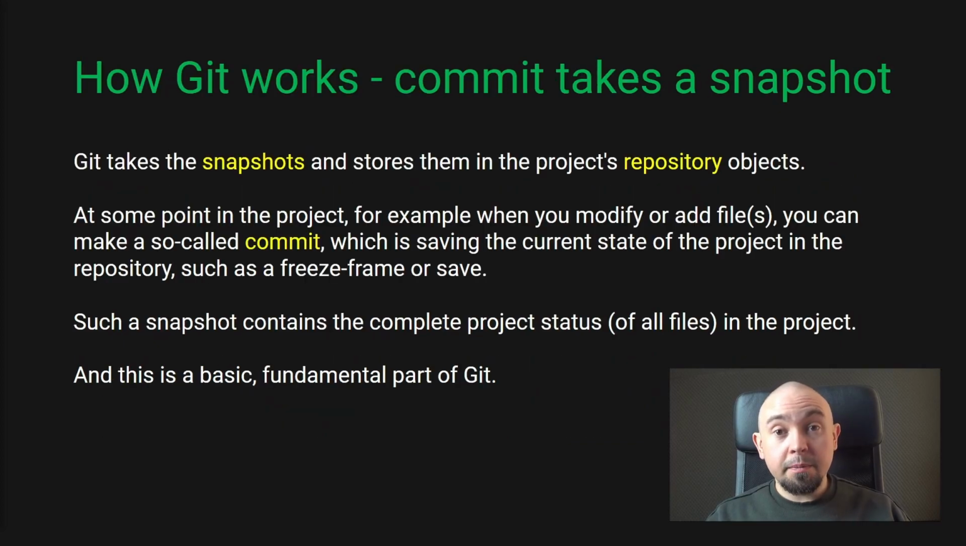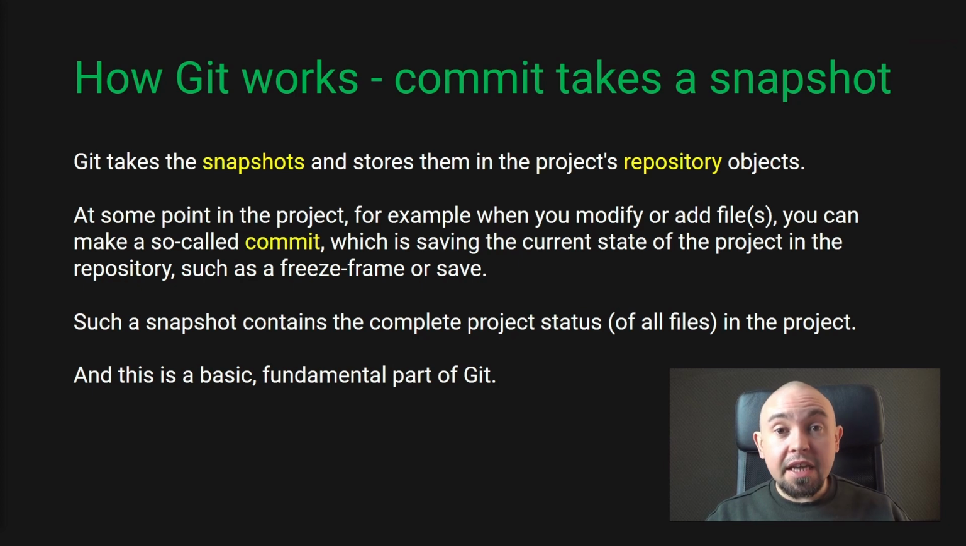How Git works, another important thing. And here are three important concepts. We have already mentioned one thing, the repository. So what does Git do? Git takes the snapshots and stores them in the project's repository objects. Imagine the repository as some kind of a folder in your project for now. Invisible folder, but it's there. And this folder holds the database.